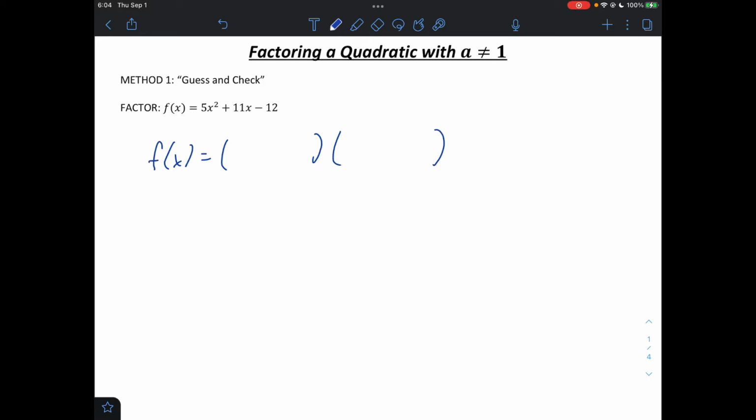Now, the first number in each is going to be pretty easy here because we need to know 2 things that will multiply to give us 5x squared. And that's obviously going to be 5x and x. So here and here, we need 2 numbers that multiply to 12. So let's just start taking some guesses.